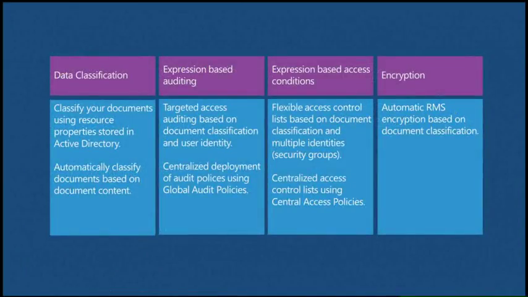So, to group it all, we had 4 big concepts: classification, expression-based auditing, expression-based access controls, and encryption. I hope this all made sense at a high level, but we're not quite done yet. We can show you that we can use dynamic access control for a whole bunch of scenarios just with what you have. But we do get a bunch of questions afterwards, because realistically, we're making a big shift. We're changing things for the better.